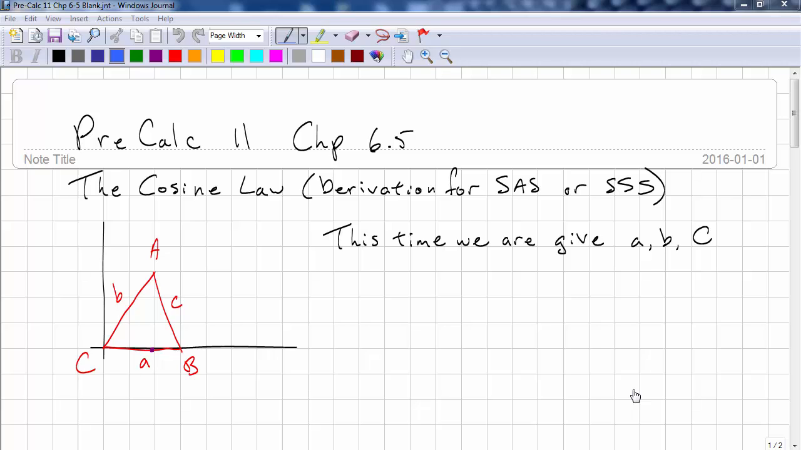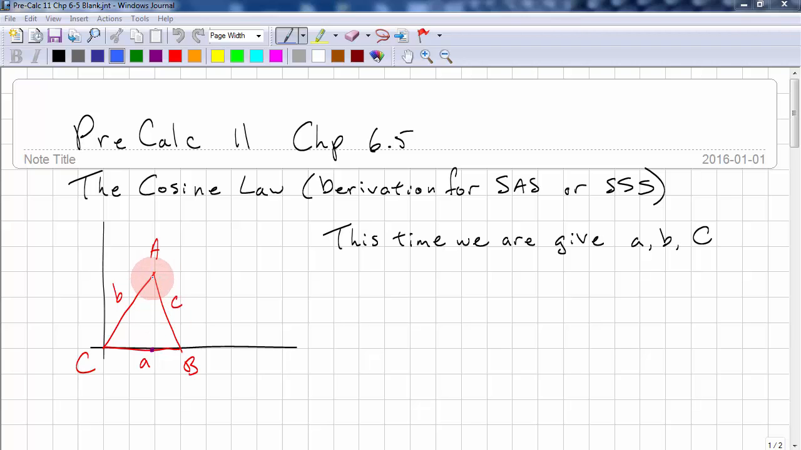You might have noticed that the derivation for the sine law was rather simple. However, to use it, you have to be careful because of the ASS case. The derivation for cosine is not quite so simple. However, there are no ambiguous cases, so it makes it easier to use.